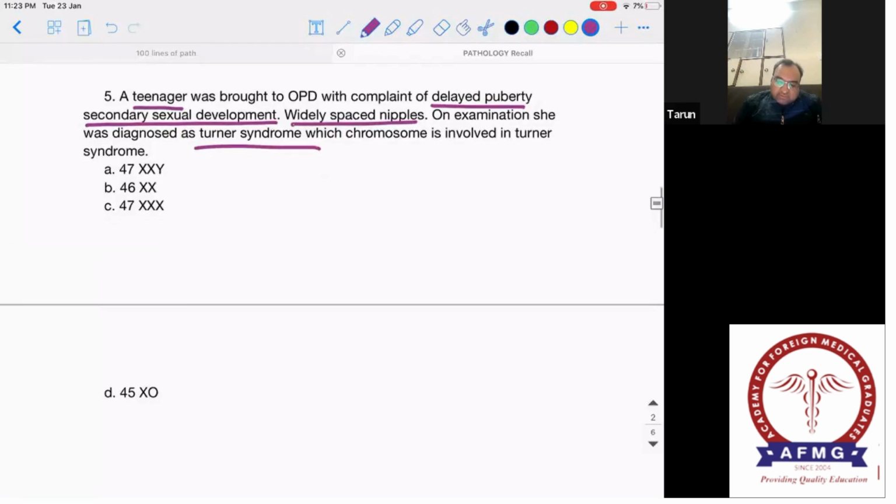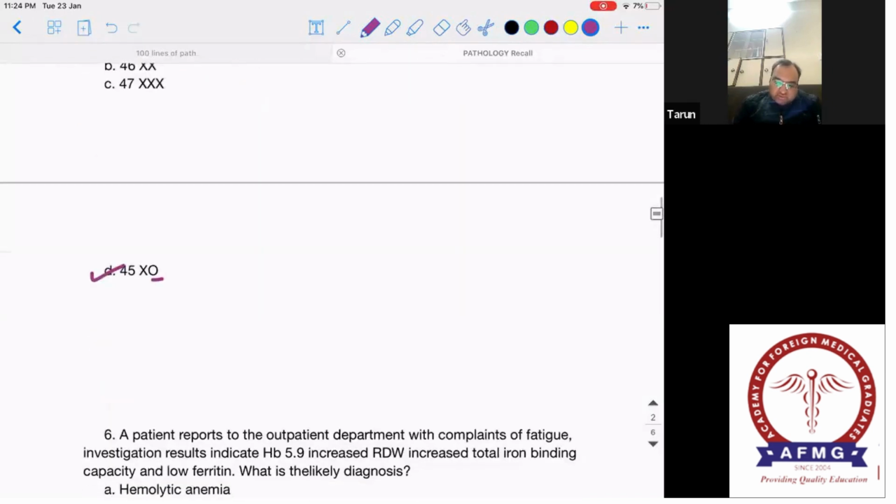So you all know that there will be a 45XO. Okay, so there will be an absence of one X from the pair of X. Usually normally it should be 46XX if it is a female, but once one chromosome is deleted here, then that female will have all those signs and symptoms related to puberty, abnormal secondary sexual characters, widely spaced nipples, and there will be a cystic hygroma-like condition in the neck, and so many different other features. So I think it's a very simple question, no problem at all.